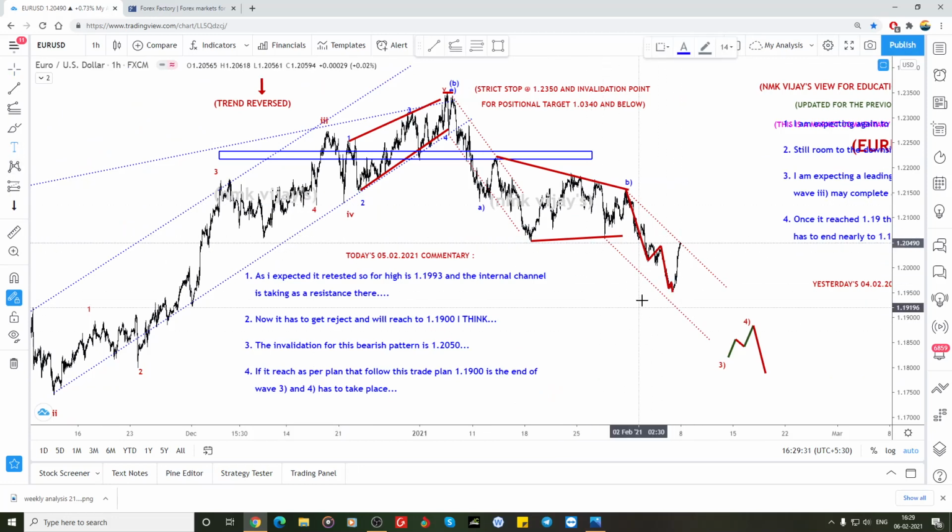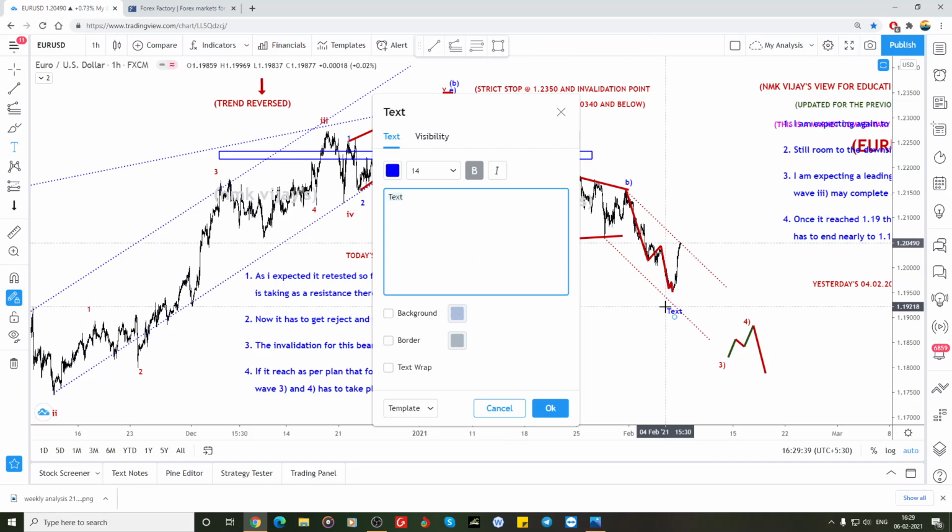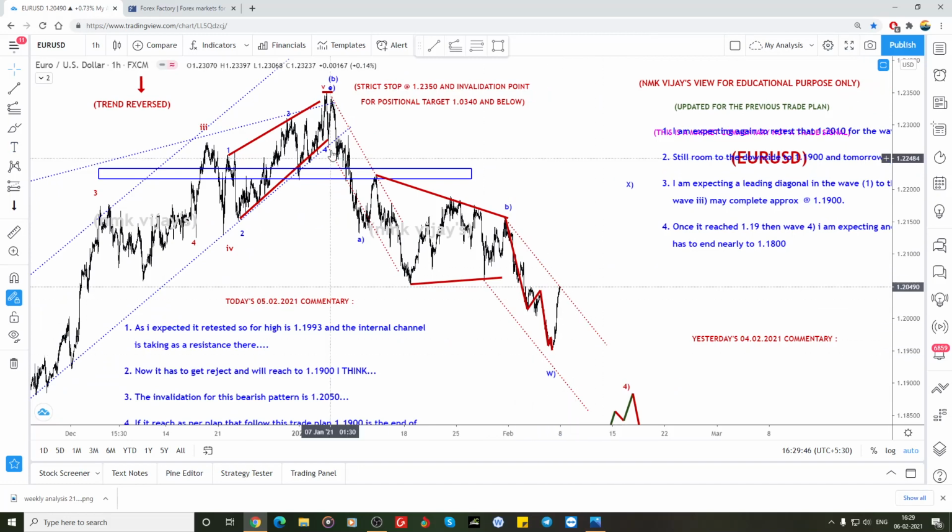So now, if it is a diagonal triangle kind of pattern, we have to mark this as A, B, C as a 1, or we can make it a W, and we need to trade for the X wave. X wave means, because it is a zigzag, now it is a perfect zigzag. So after the 3 wave, whether it is going deeper, or it could be a 38.2, and then again it may fall.